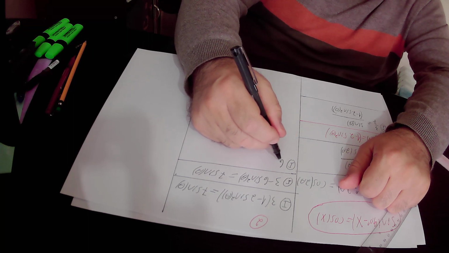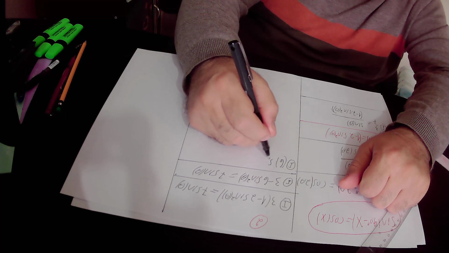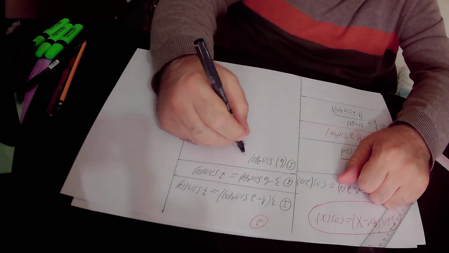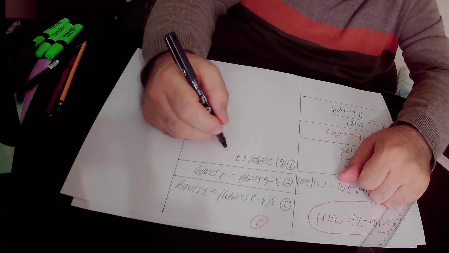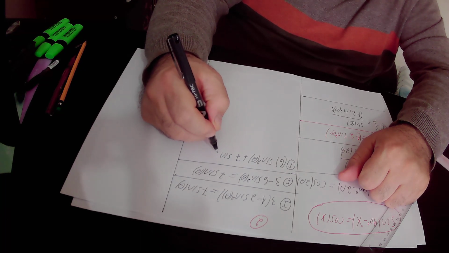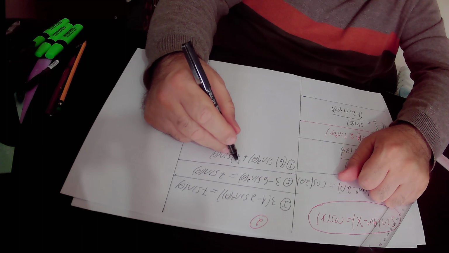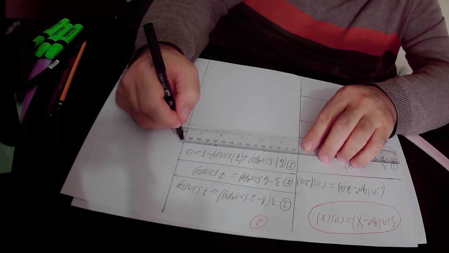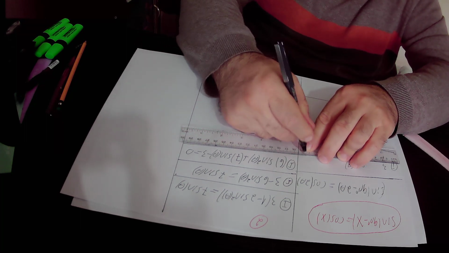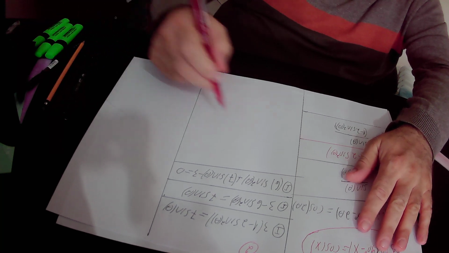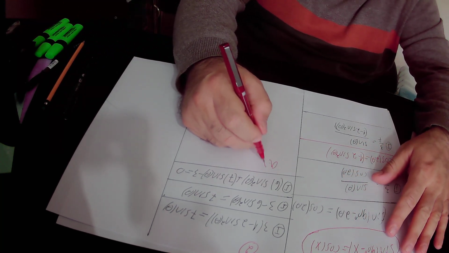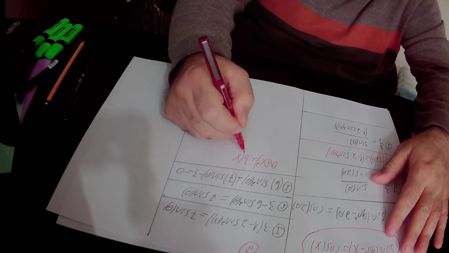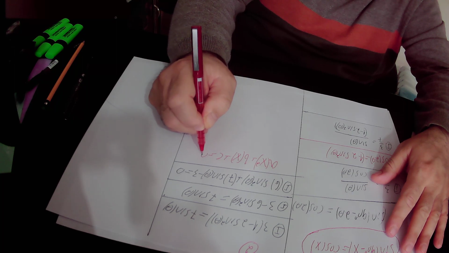It states that 6 times sine squared theta plus 7 times sine theta minus 3 equals 0. So we got here a quadratic equation, and the general formula for a quadratic equation is ax squared plus bx plus c equals 0.